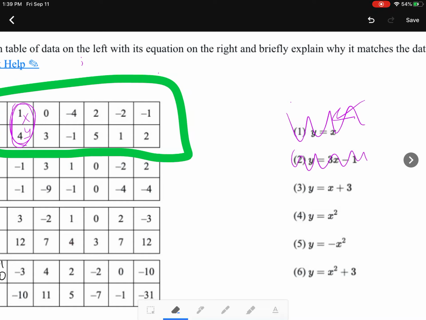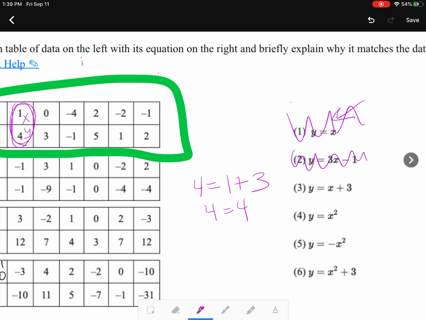I'm going to go ahead and erase these. Let's try number 3 for this graph. For 3, it says y is equal to x plus 3. So let's plug in an x and a y value from that first table. And so y is 4 equals x, which is 1, plus 3. And so if we do this, 4 equals 4. Yeah, that's going to work.